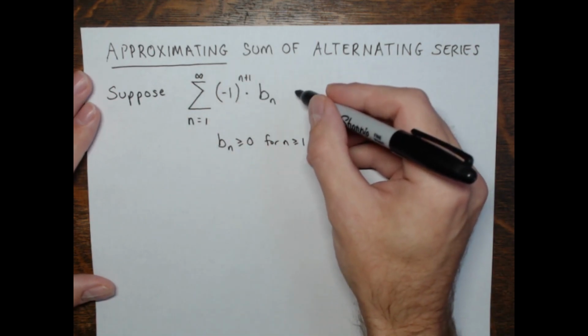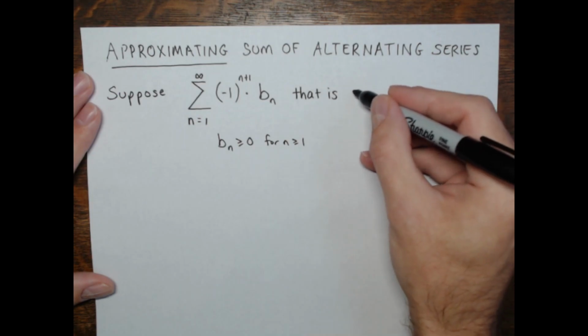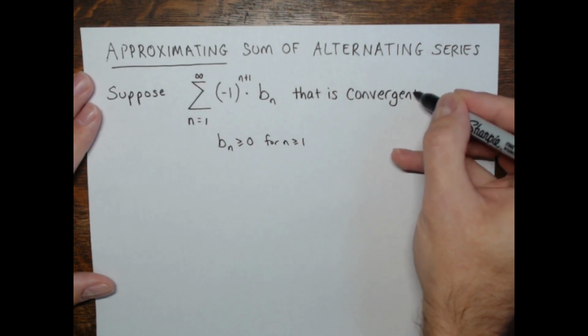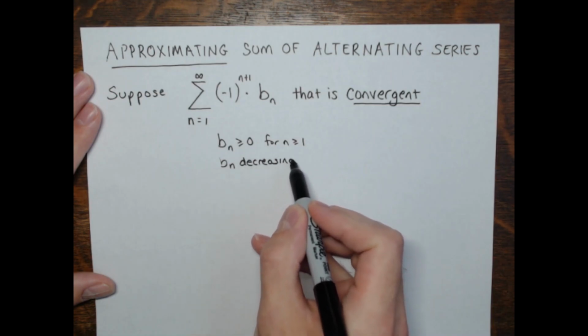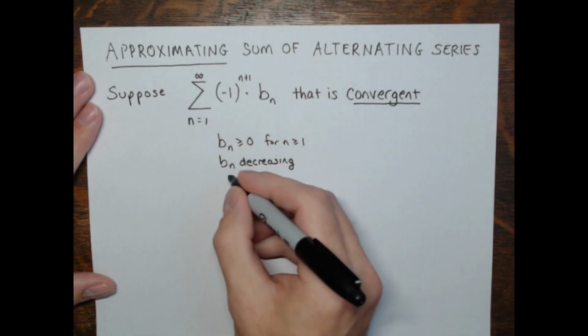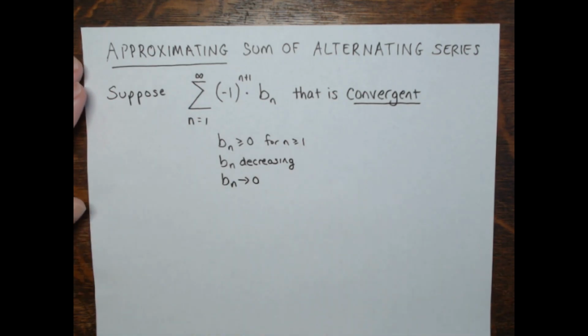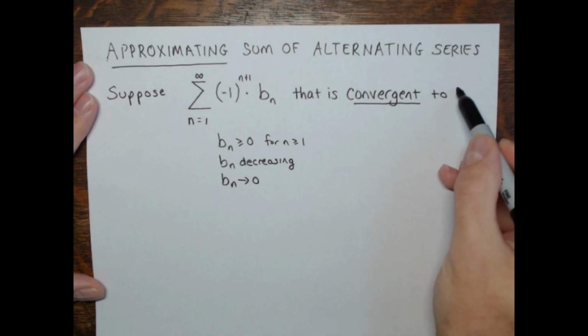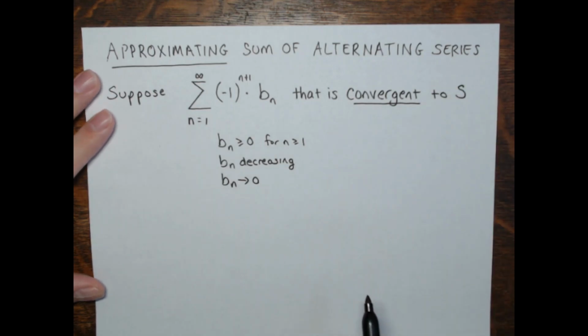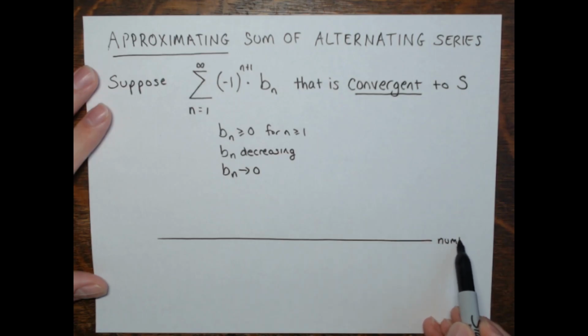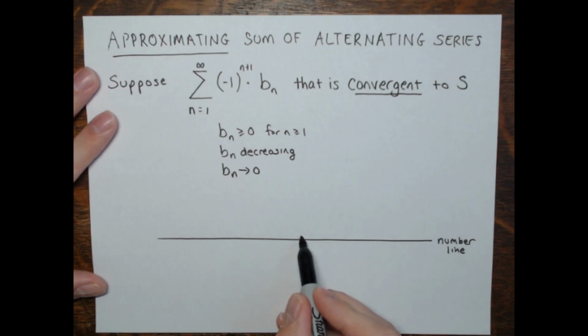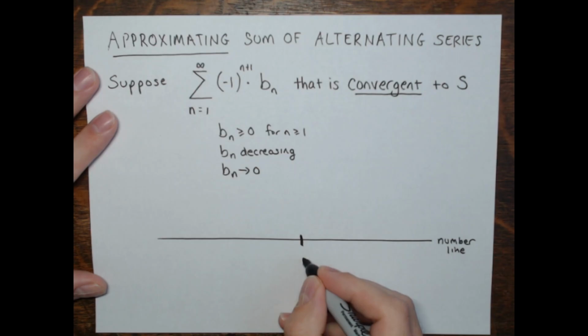So suppose I have an alternating series that is convergent. Again, b sub n decreasing. Let's just suppose it satisfies those conditions from the alternating series test: b sub n decreasing, b sub n approaching zero, all these things. Well, let's say it's convergent to capital S. So I'm going to show you a little thing here on a number line. So here's a number line, real numbers. And what we're told is that the series converges to S.